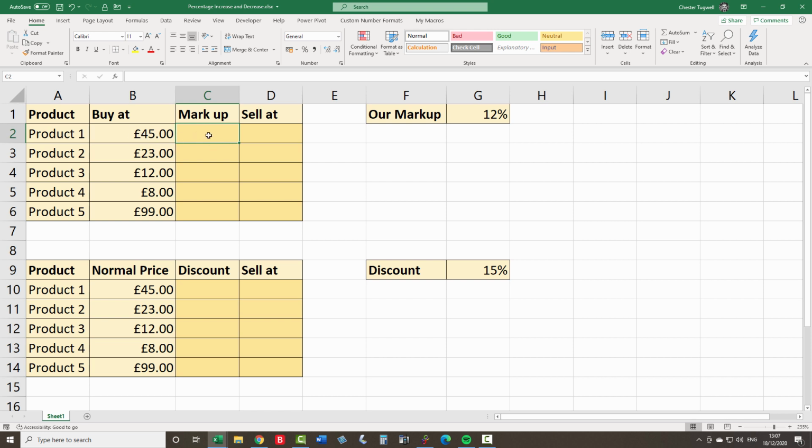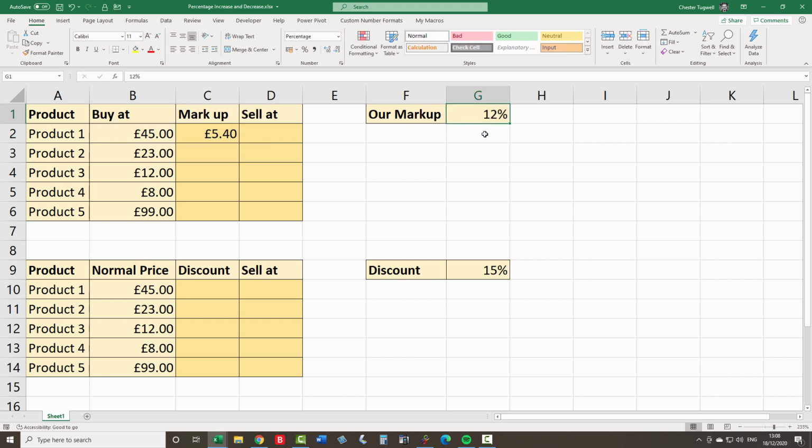So we want to increase this value by 12%. Now, this is actually, once you get it in your head, quite simple because it's just multiplication. So I've got my buy-at price there, which is £45, and I'm multiplying it by 12%. I press enter, I get £5.40.